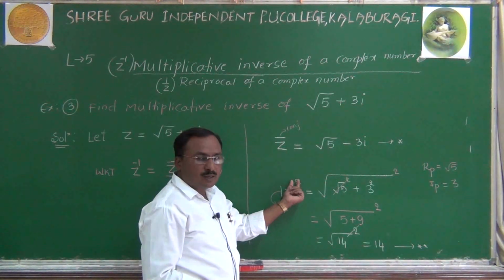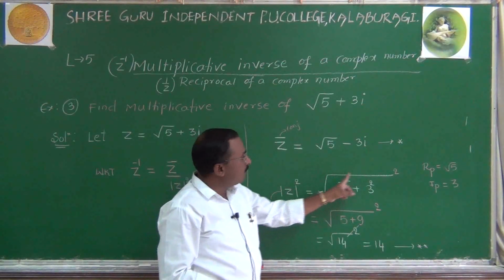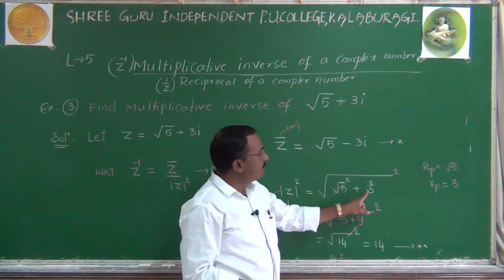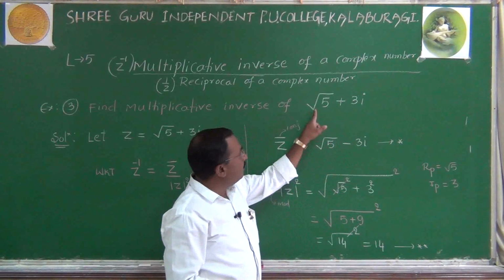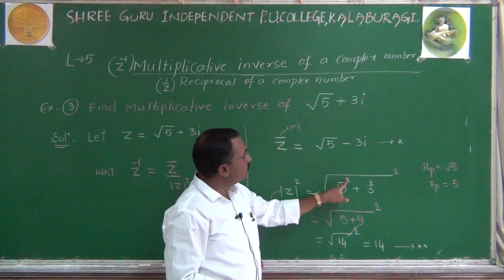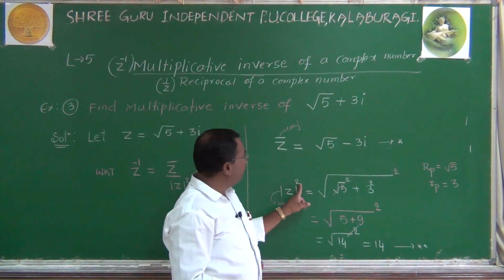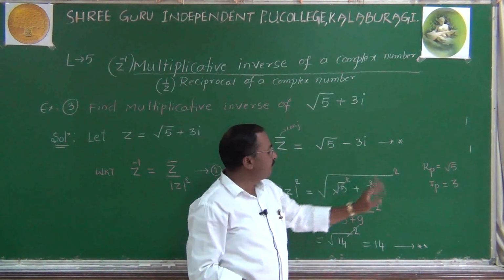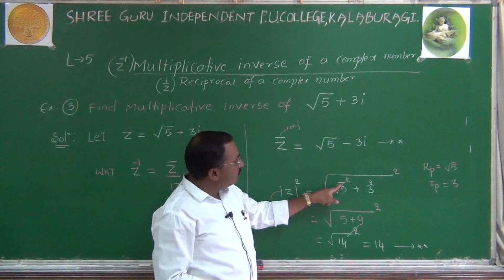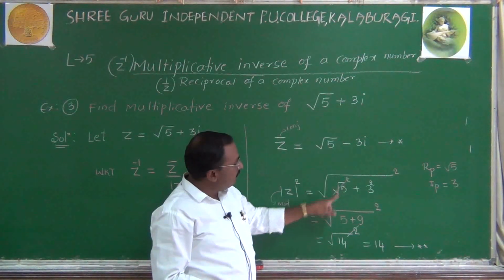Modulus of z whole square. Modulus means square root of real part square plus imaginary part square. Real part is what? Root 5 square. Imaginary part is what? 3 square. Here the square is there, so inside square and root get cancelled.